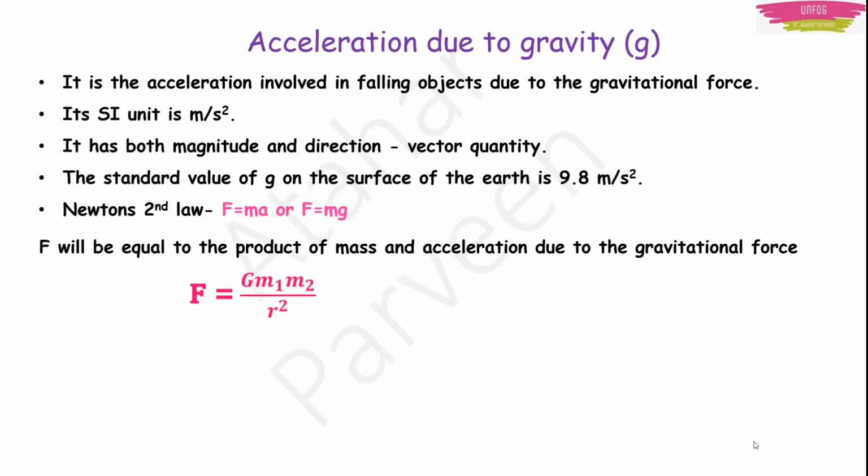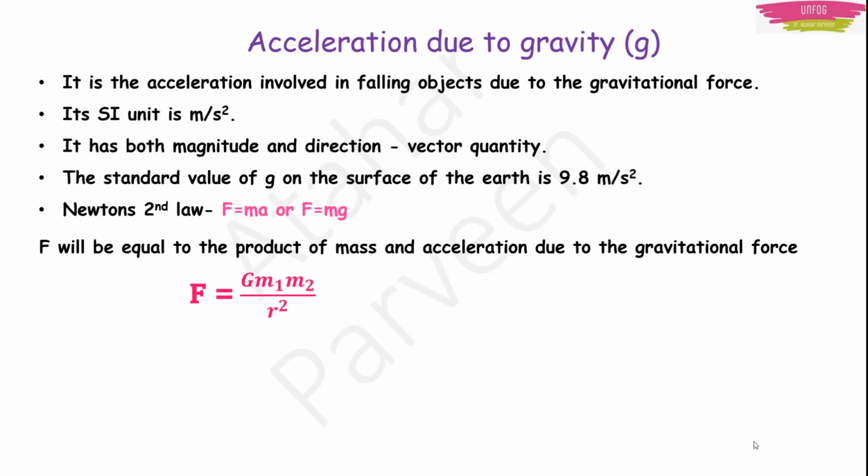Now, just now we have told that with the Newton's law of gravitation, force is equal to G into m1 m2 upon r square, right? See, remember this small g is acceleration due to gravity, capital G is gravitational constant. Please don't get confused, okay? The capital G is the gravitational constant and small g is the acceleration due to gravity.